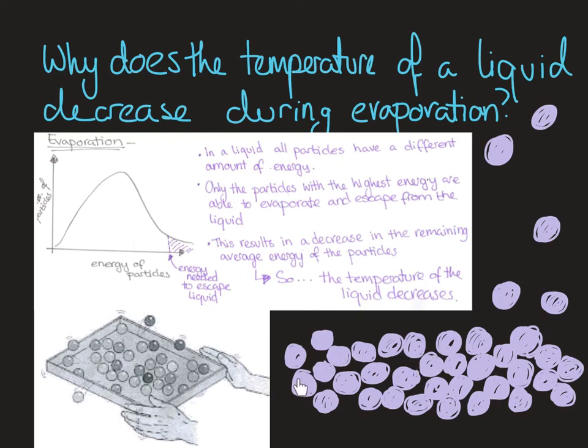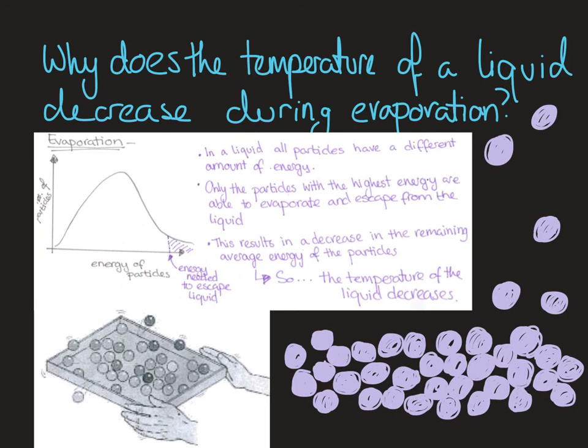So you can see I've done my particle diagram of a liquid. The particles are touching, but they're not in neat rows and columns. And then here, some of them have escaped and have turned into a gas because they've got enough energy. So there's a couple of really important things we have to remember. In a liquid, all the particles have a different amount of energy. So this particle has a different amount of energy from this particle, and from this particle, and so on. Only the particles with the highest energy are able to evaporate from the liquid and escape. So these particles here had the highest energy, higher than these remaining ones here.